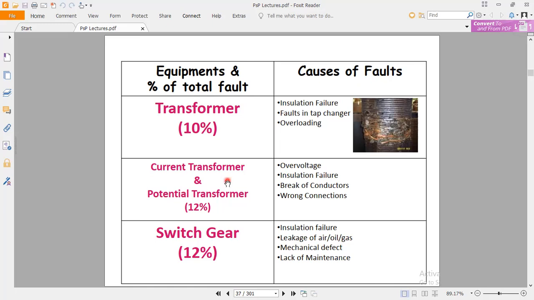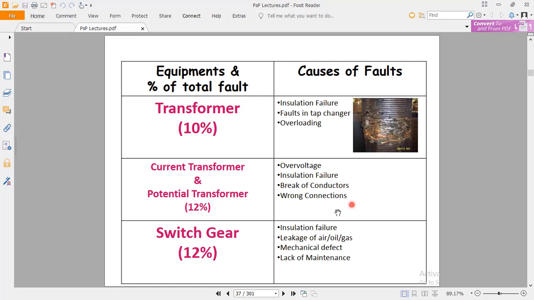Moving towards the instrument transformers, there are two categories of instrument transformer: current transformers and potential transformers. The fault occurrence in the instrument transformers, CTs and PTs, is 12%. So what are the causes of faults? Over voltages and insulation failure, breaks of conductors, and wrong connections are the main causes of faults.